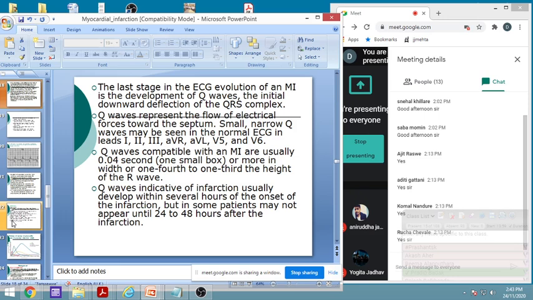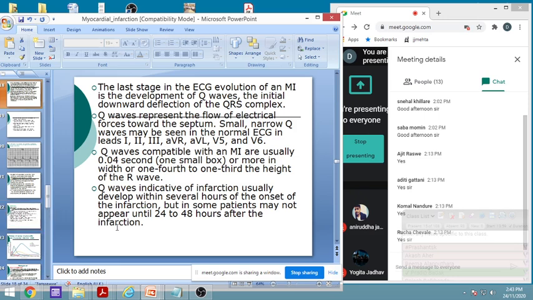Very prominent and very easy to understand is lead 2, which you have studied earlier. Whenever we say PQRS complex, usually we refer to the lead 2 type of ECG. So this is the ECG which is taken.